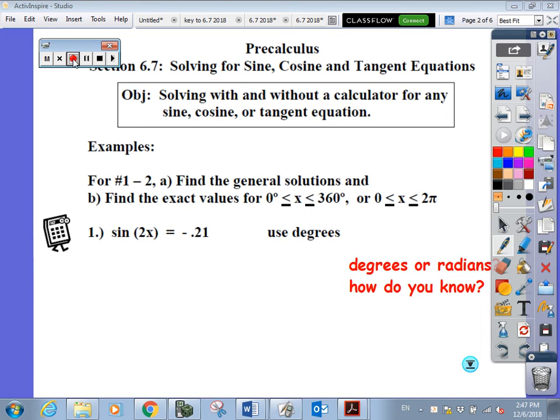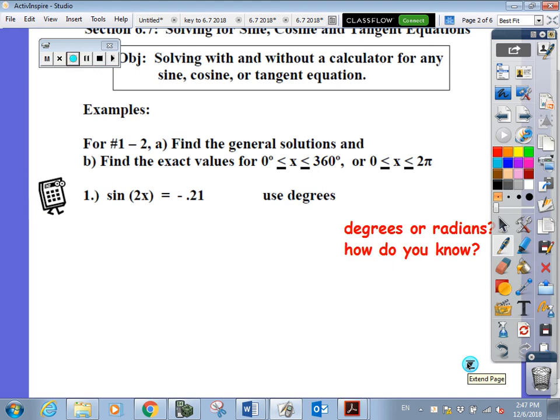That says for numbers 1 and 2, we're going to follow these directions. This is the objective for the whole lesson, okay? Numbers 1 and 2. First, it says find the general solutions. Then it says find the exact values for either 0 to 360 or 0 to 2 pi. Once again, you never get to pick which one you like best. The problem will tell you.